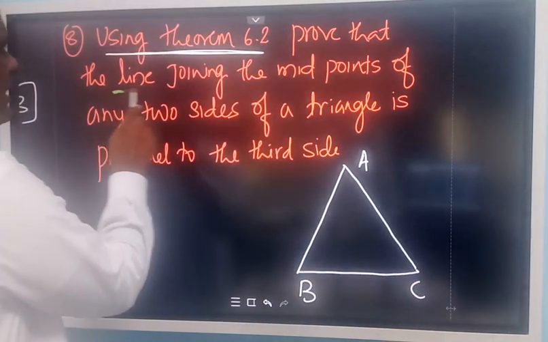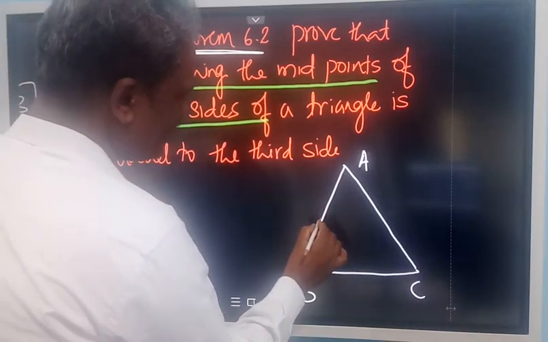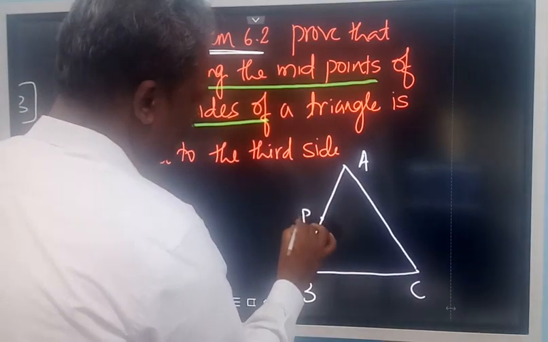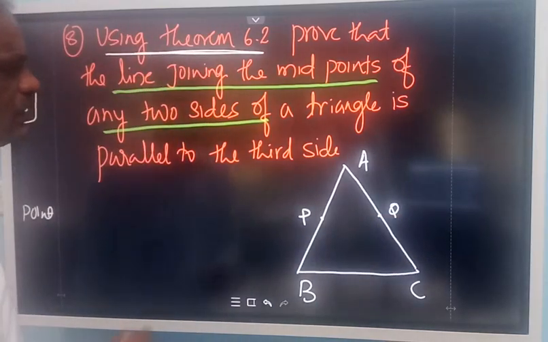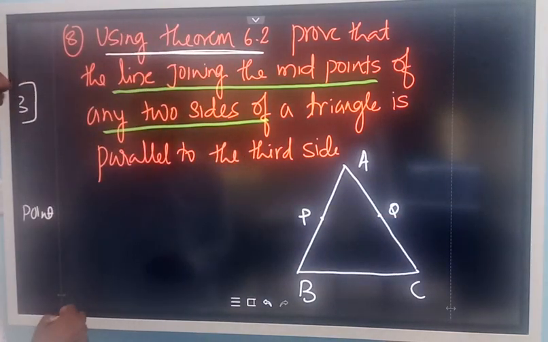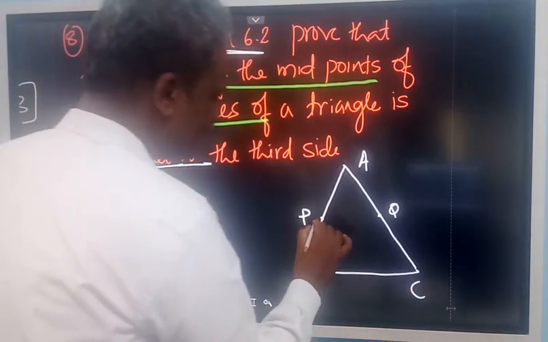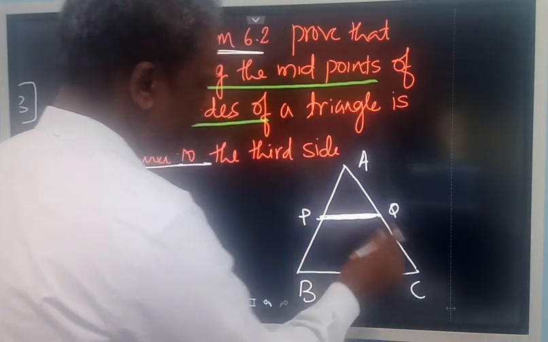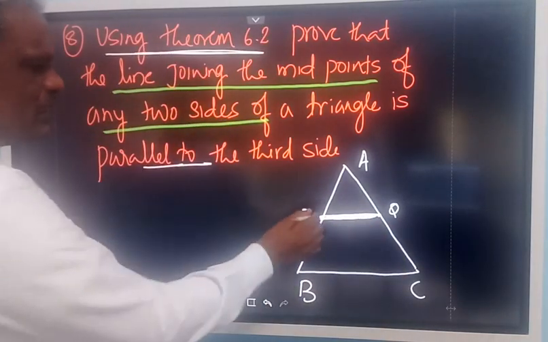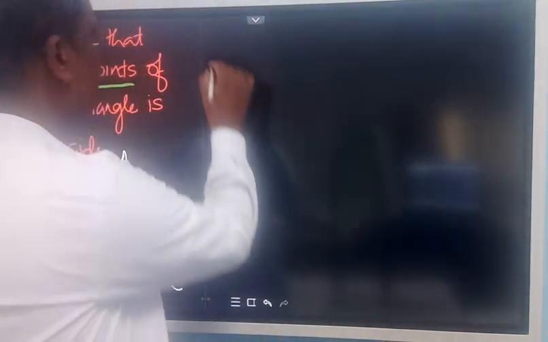Prove that a line joining the midpoints of any two sides of a triangle. So that means let us take two midpoints here. P is the midpoint of AB and Q is the midpoint of AC. So I have taken P and Q are the midpoints. I have to show that if I join this line, PQ is parallel to BC. What is given here? P and Q are the midpoints of AB and AC.